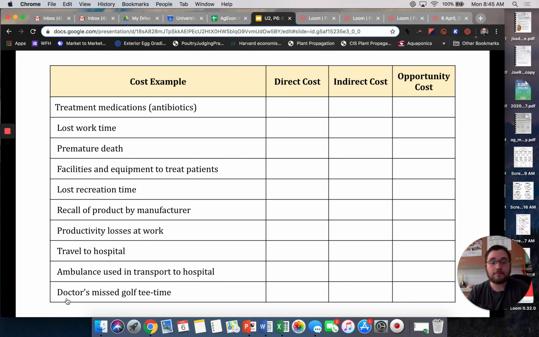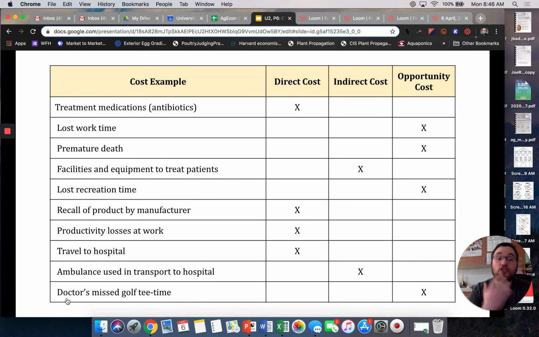All right, now that we've had a chance to identify direct, indirect, and opportunity costs for these different events that could occur when we get sick from a foodborne illness, let's see how we did. Treatment, medications or antibiotics, recall of product by manufacturer, productivity losses at work, and travel to hospital. Those are all examples of direct costs, things that we will incur up front as a result of getting sick.